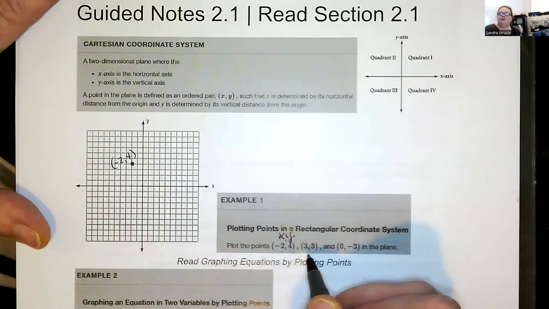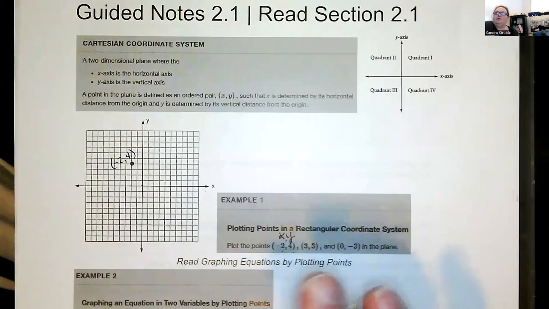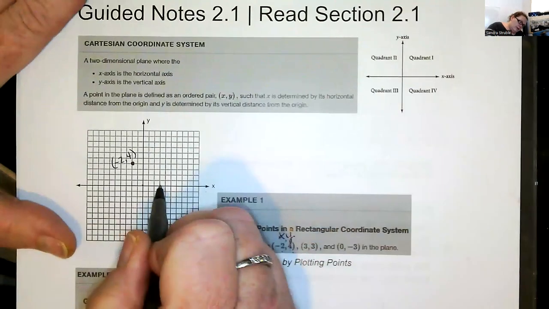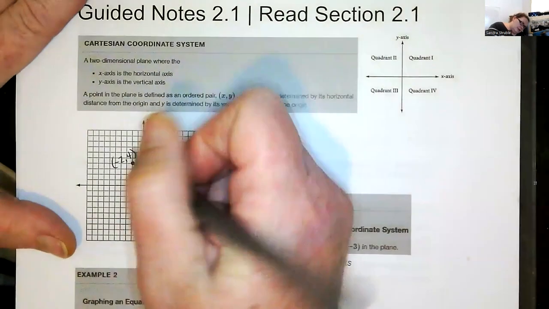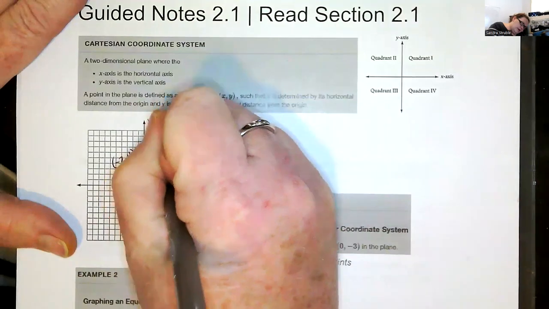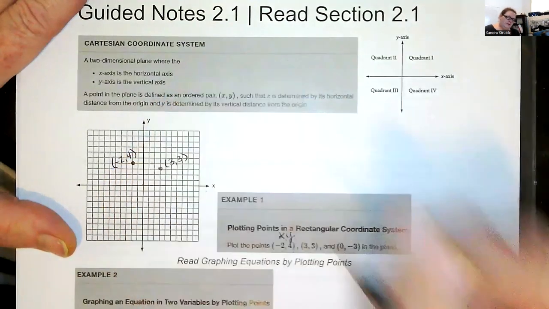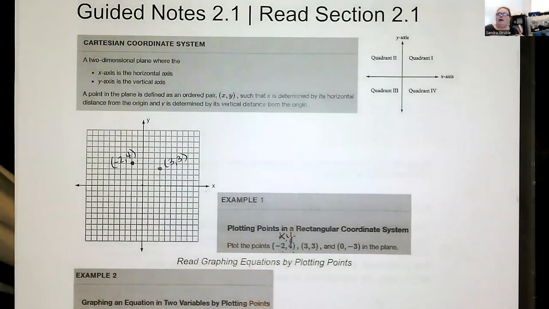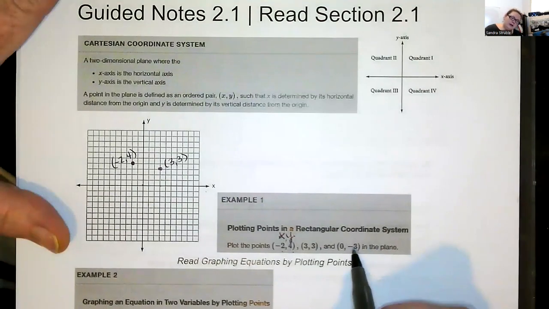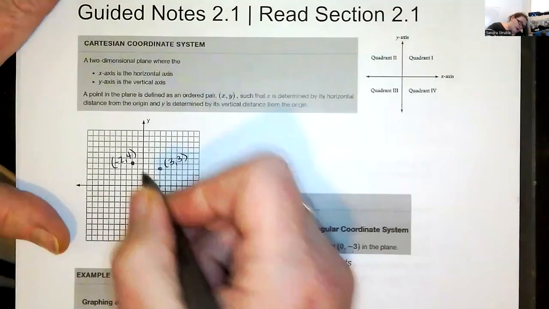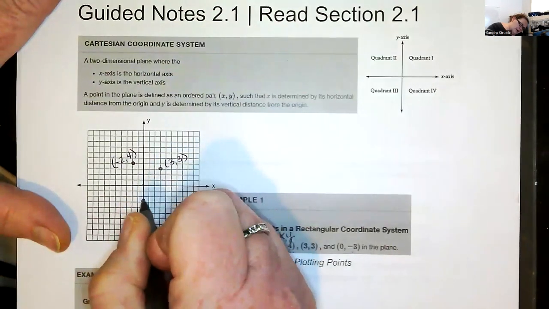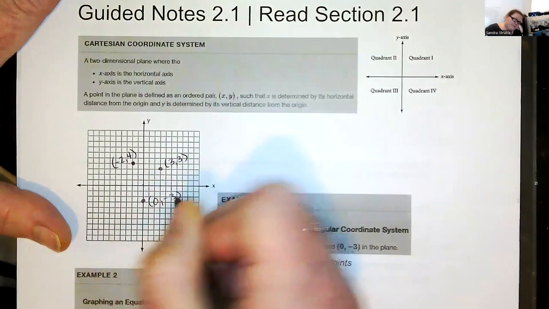So the next one is 3, 3. They're both positive. So we're going to be going to the right 3 and then going up 3. So 1, 2, 3, and then 1, 2, 3, placing your point, and then again, labeling it. And the last one is 0, -3. So 0 is in the x place. So we're not going left and we're not going right. We're either going to go up or down. We're going to be going down in this position because it's a -3. So from on the y-axis, we're just going to come 1, 2, 3, put our point and plot. Okay.